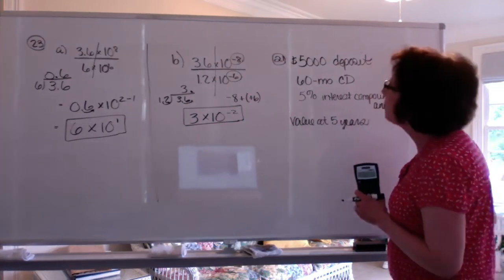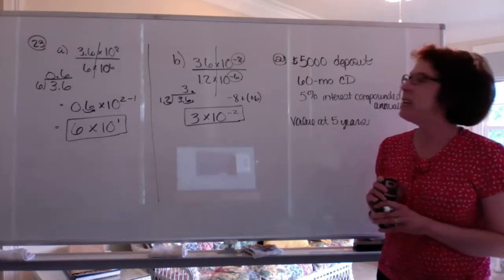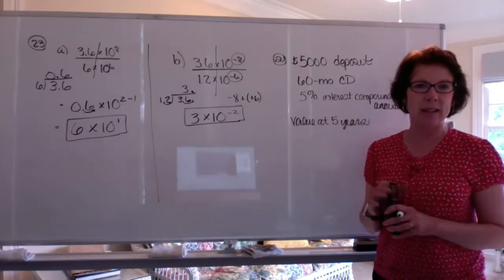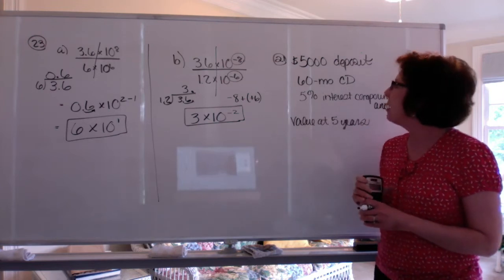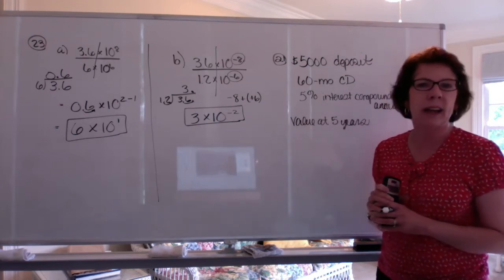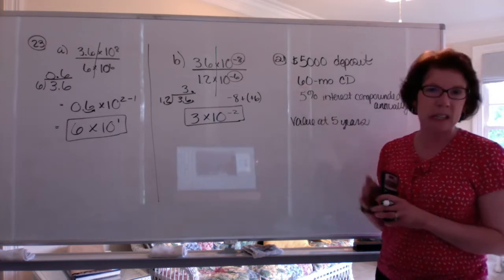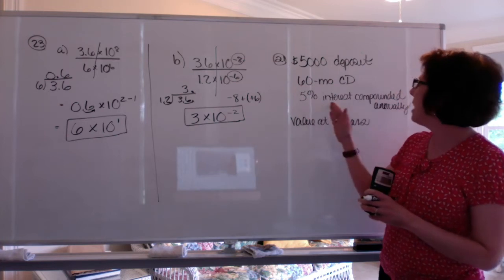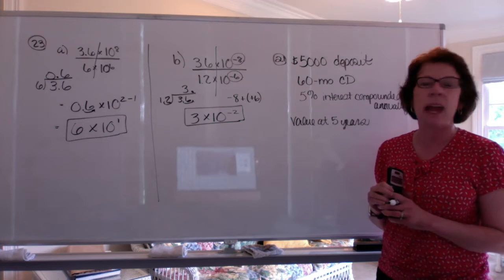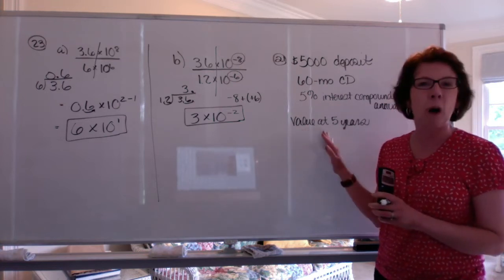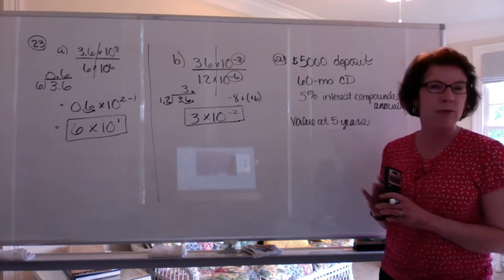Number 21. We have a deposit of $5,000 into a 60-month CD. A CD is a form of a savings account. It's called a certificate of deposit. It's just a special savings account, and you're putting it in for 60 months. 5% interest is compounded annually when you deposit it into this CD, and we want to find the value of our money in that CD after 5 years.